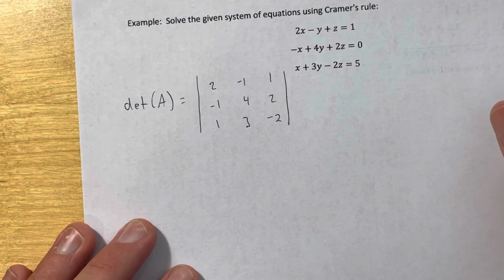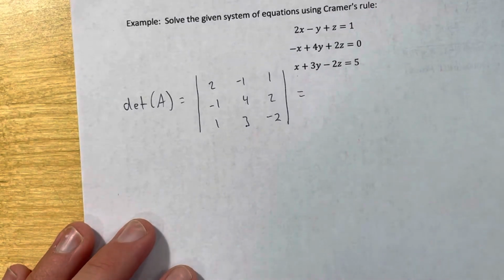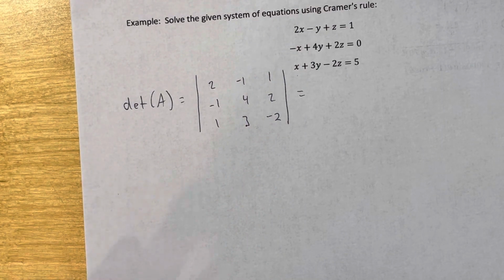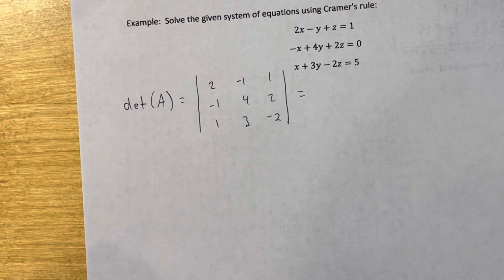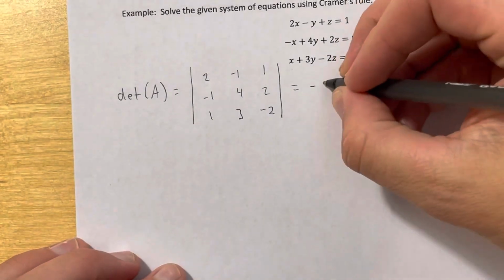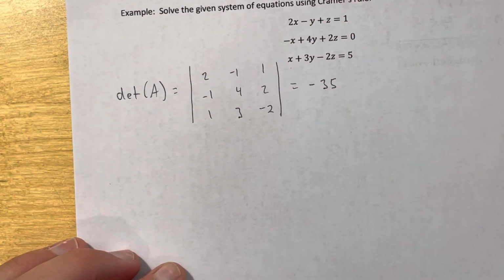Okay? We're going to be calculating 4 different 3x3 determinants. I don't want to take the time to do that. We've spent enough time evaluating determinants. You can do the work. I'm just going to go straight to the answer. -35 is what we get here.